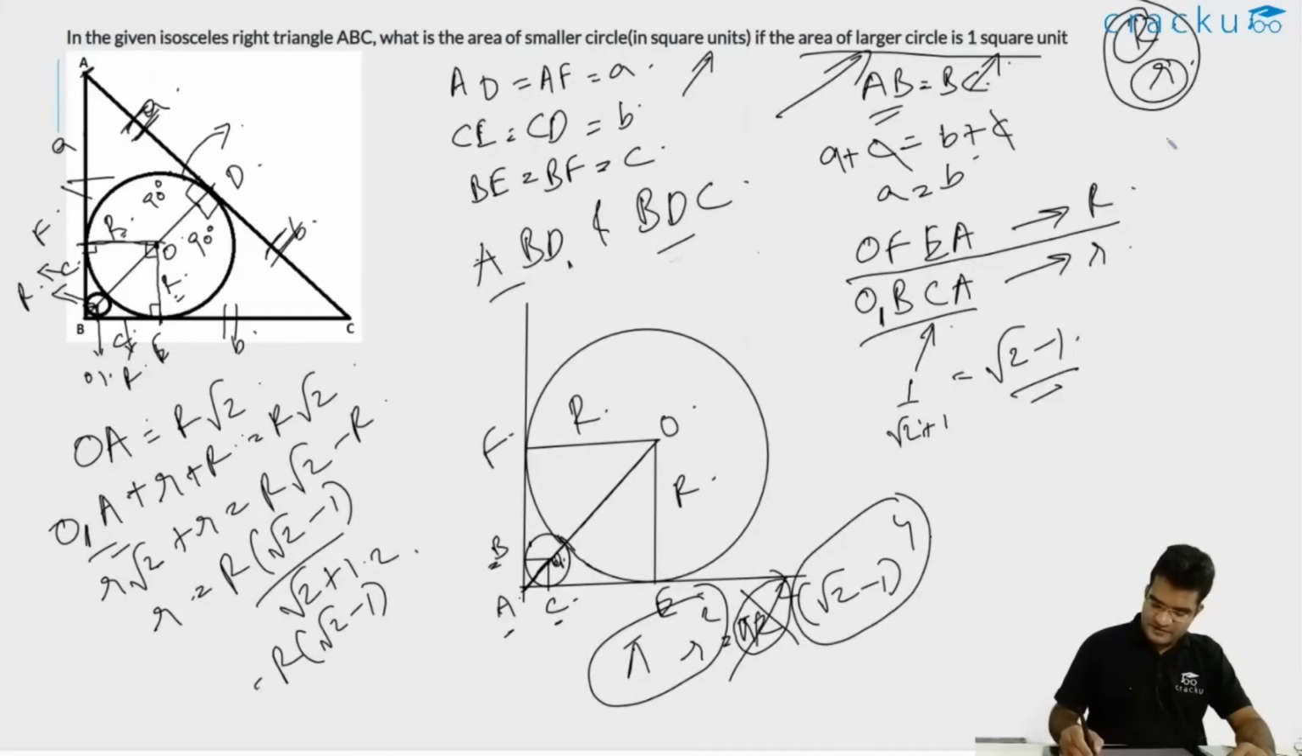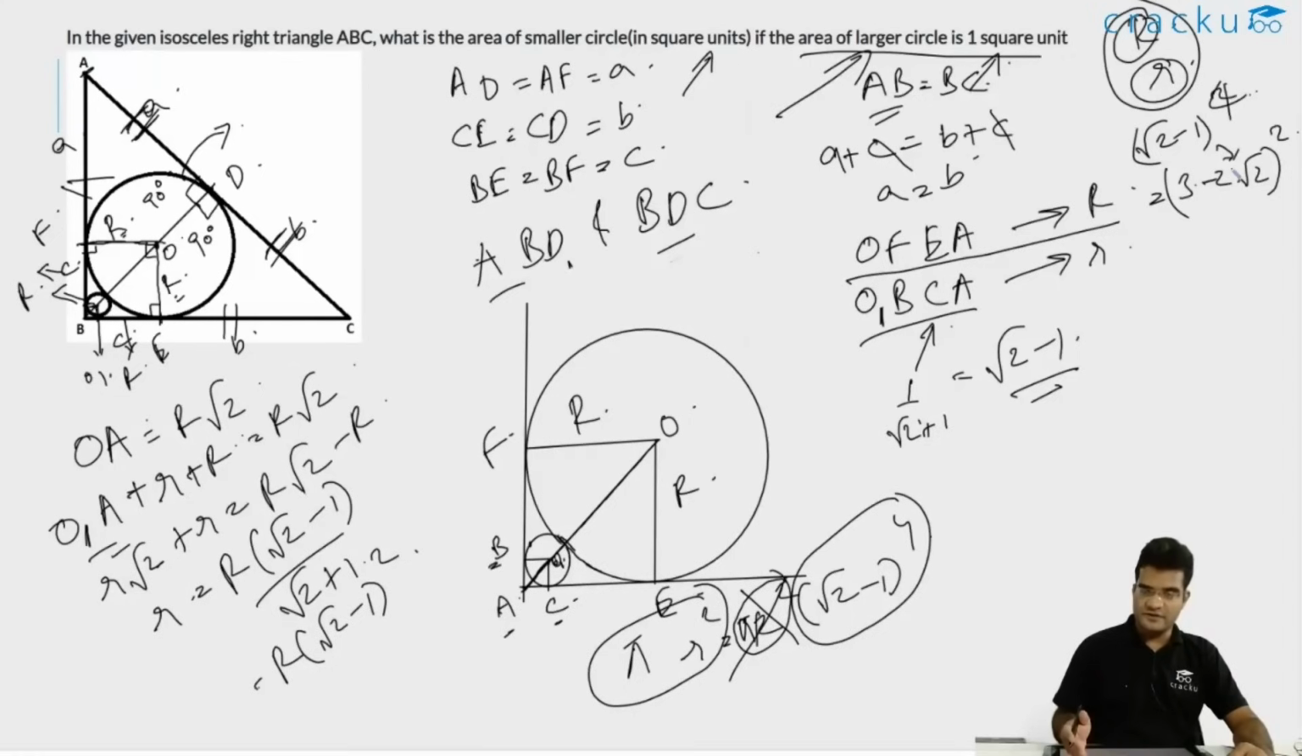You can simplify this. So root 2 minus 1 whole to the power 4 is equal to root 2 minus 1 whole square, whole square. Root 2 minus 1 whole square will equal 3 minus 2 root 2. So this is 3 minus 2 root 2 whole square. So this will be 9 plus 8 minus 12 root 2. 9 plus 8 is 17 minus 12 root 2. This is the answer.